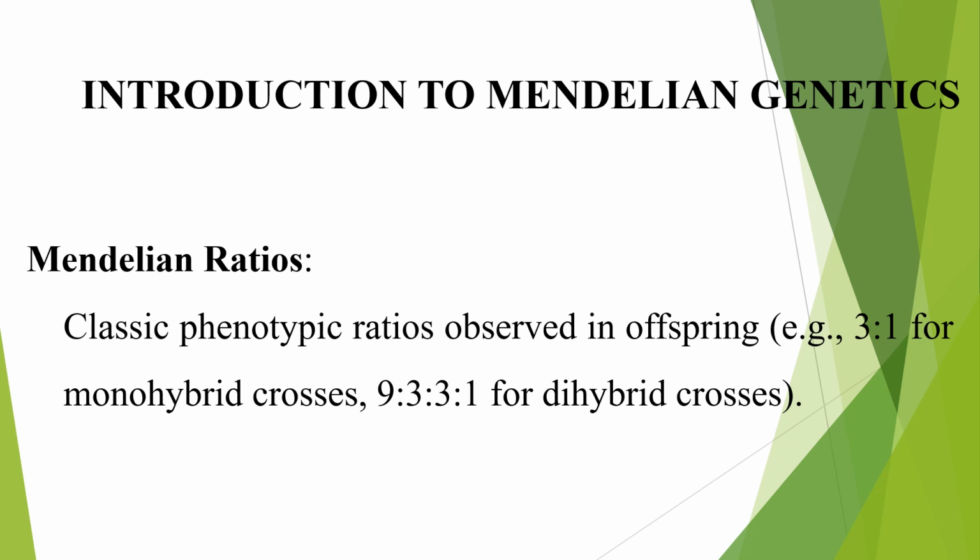Mendelian ratios, classic phenotypic ratios observed in offspring. Example, 3:1 for monohybrid crosses, 9:3:3:1 for dihybrid crosses.